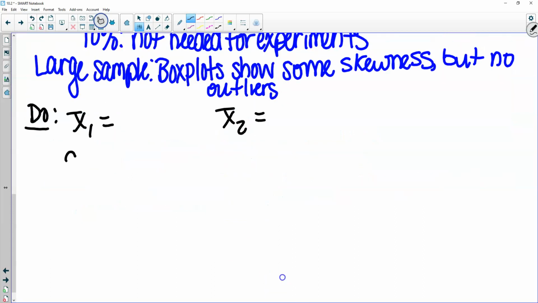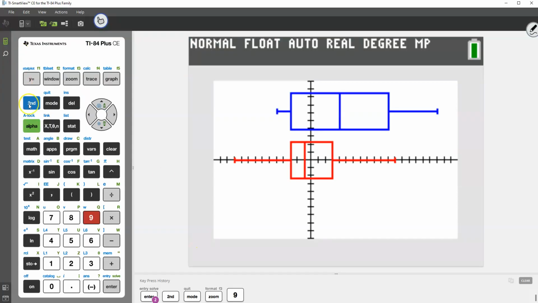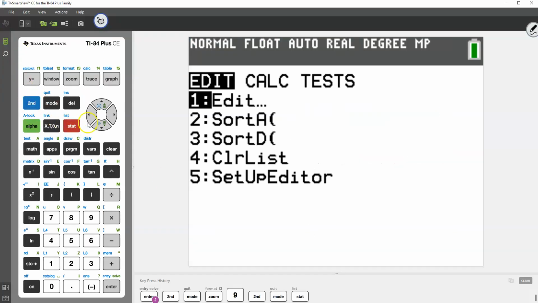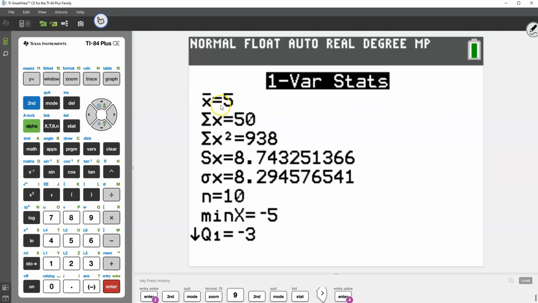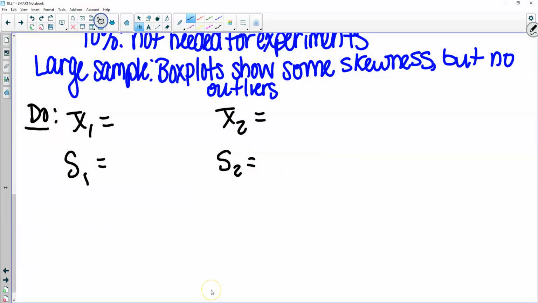So we're going to need sample size. We have that, I should say. We need the standard deviation for each. That should do it. So let's go back to our calculator. Calculate one variable statistics for list 1. X bar 1 is 5, and S is 8.743.